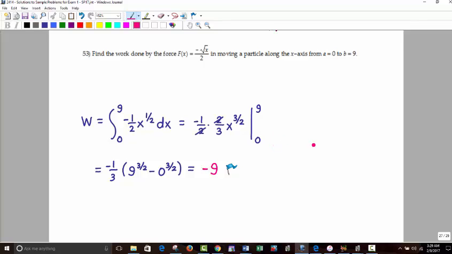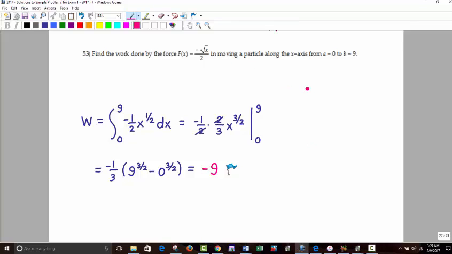And we have negative 1/3, 9 to the 3/2 minus 0 to the 3/2, which gives us negative 9. So whatever we're doing here, the force is not, we're not going the right direction, basically.